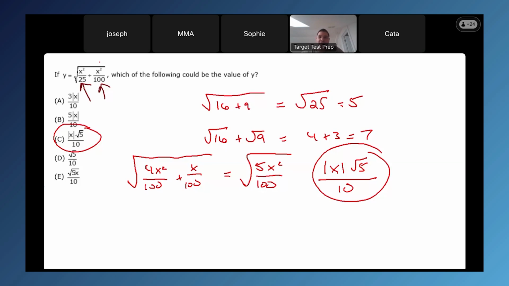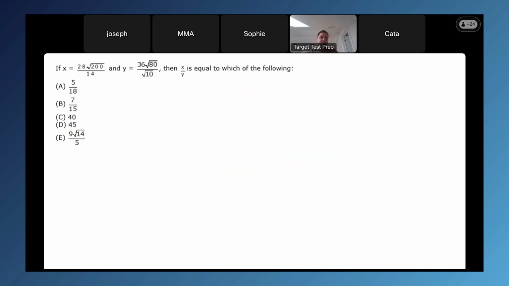Now, there's multiplication and division of roots. That's the next thing I want to talk about here. Then I want to do a little bit of approximation with roots. But we'll start with division, and then we'll go from there. So take a look at this.